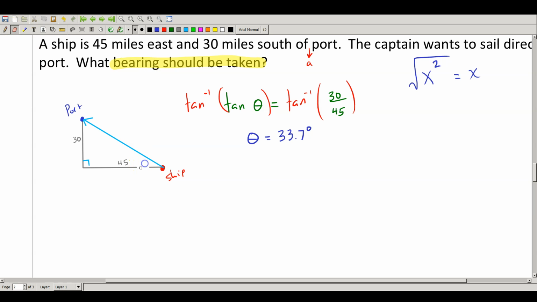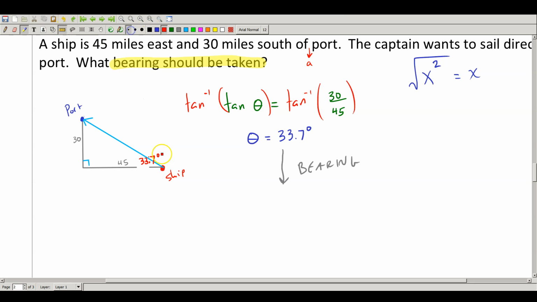So I'm going to update my picture, and I'm going to say that this is 33.7 degrees right there, but that's not the bearing, right? So we need to figure out how we can translate this to a bearing. Remember, a bearing has like three parts. We're first going to say north or south, and then let's rotate east or west. So in this problem, what do we do, right? Our direction is over here. We're going in that direction.